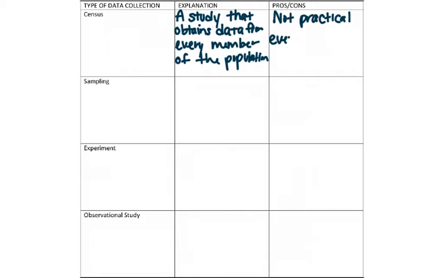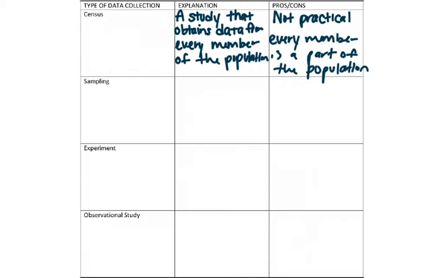So every member is a part of the population. So everybody gets a vote. But if you're like me, I don't even fill those things out. Don't tell anybody. So really you're not sampling everybody. It's kind of impractical to try to get everybody to fill out something.